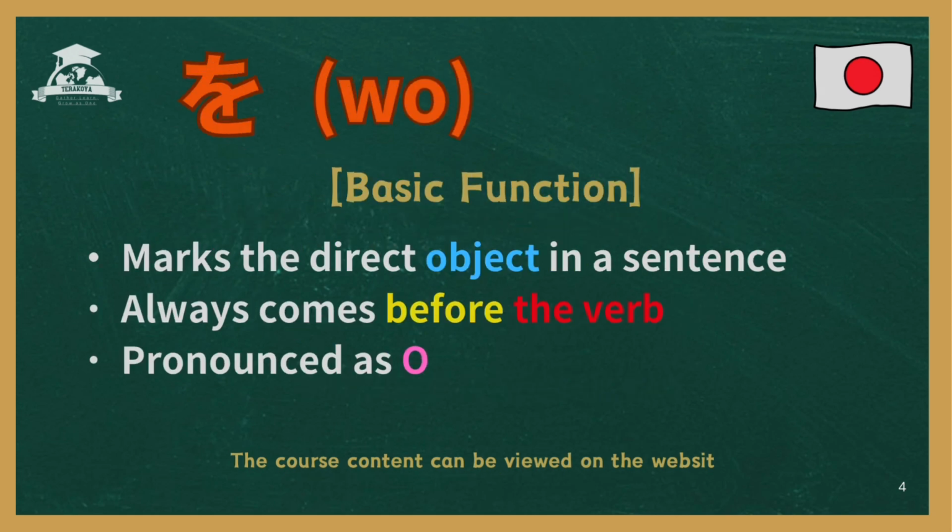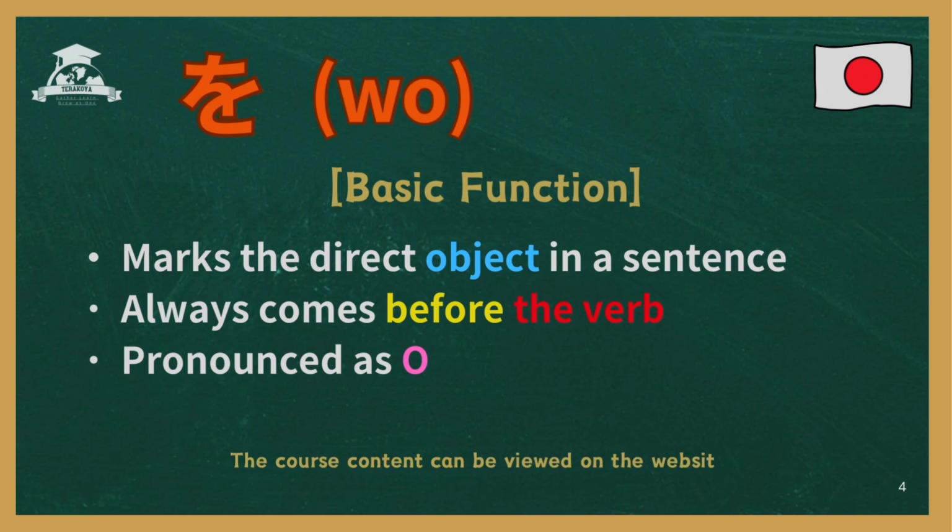What is the particle を? The particle を is a fundamental part of Japanese grammar. It's a small but powerful word that shows the direct object in a sentence, the thing that receives the action of a verb. Let's look at the basic function. It marks the direct object in a sentence, and it always comes before the verb.